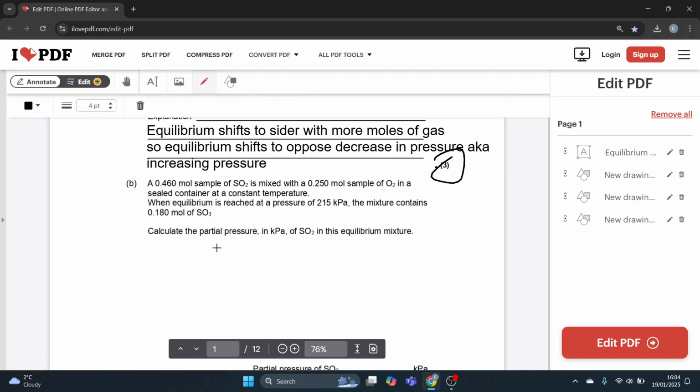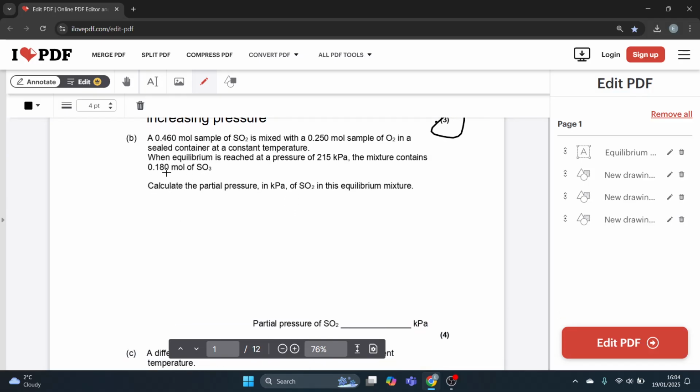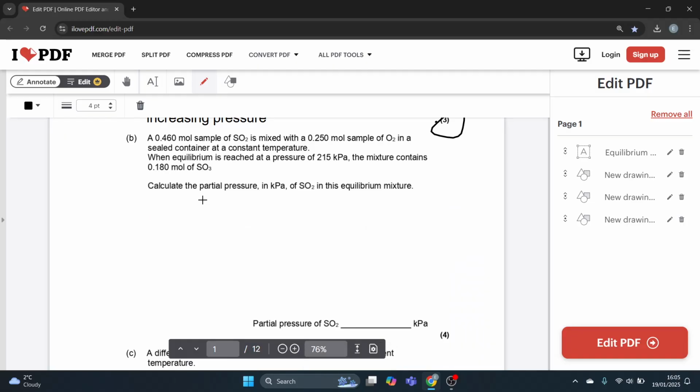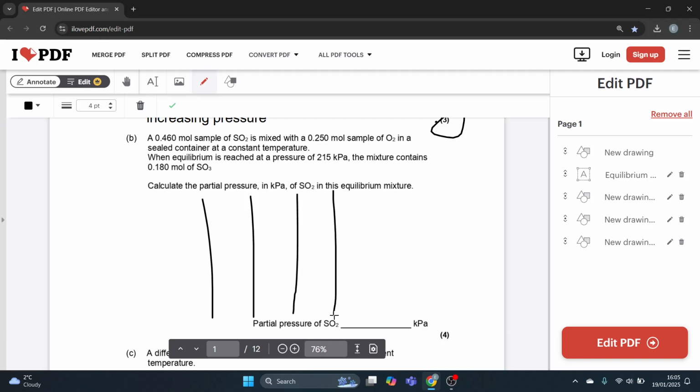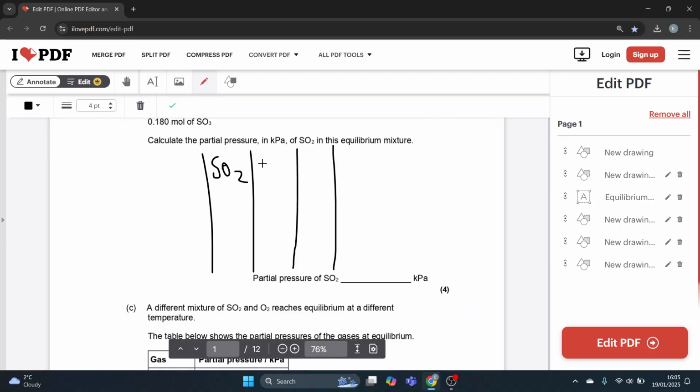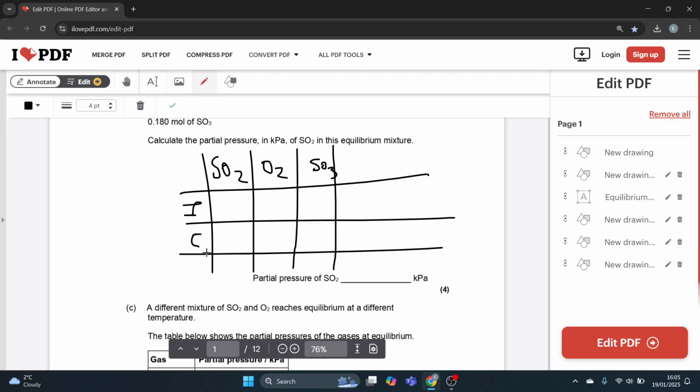Part B: this much of that is mixed with that much of that. When equilibrium is reached, the mixture contains this much of that. Calculate the partial pressure. So first thing I have to do is find out the equilibrium moles of SO2. How am I going to do that? Well, I've got SO2, O2, SO3. ICE method.